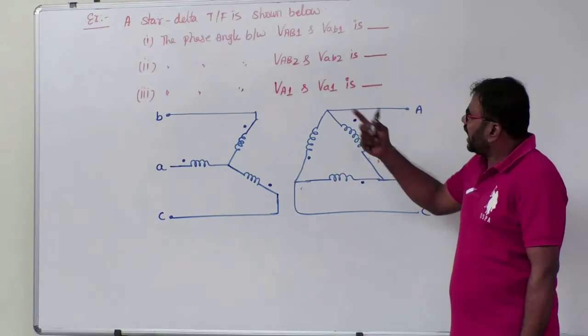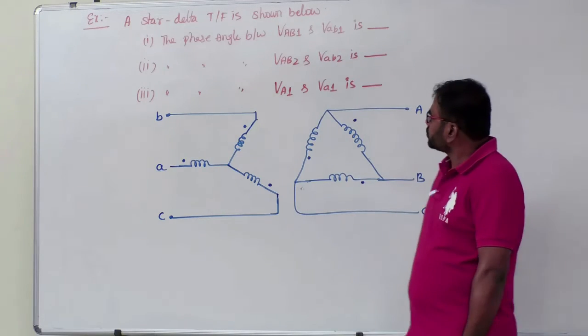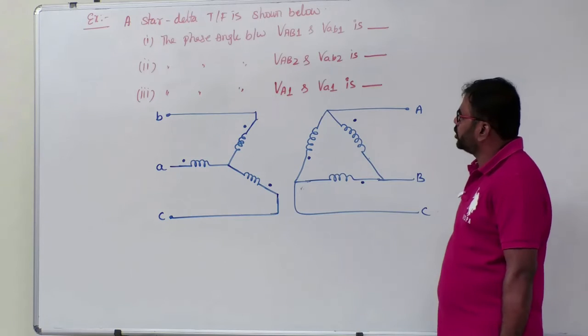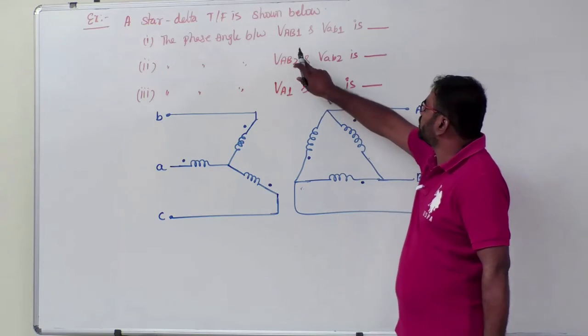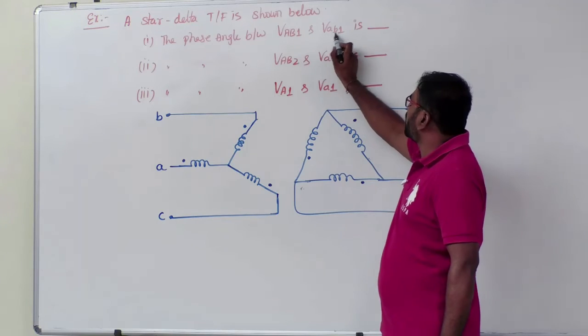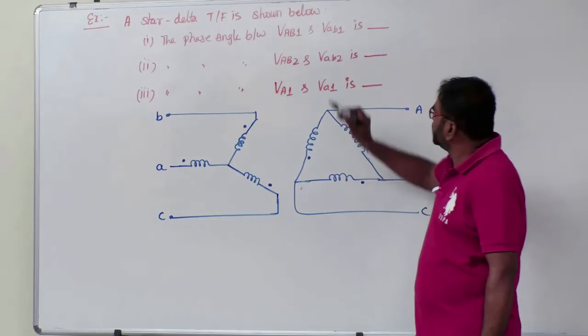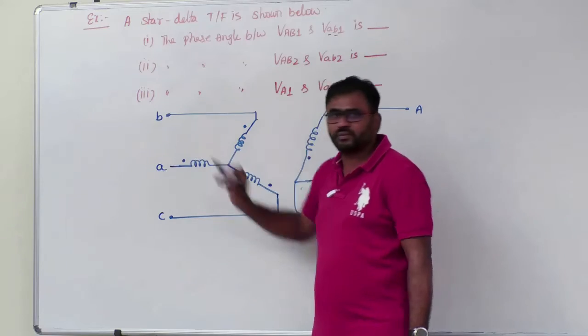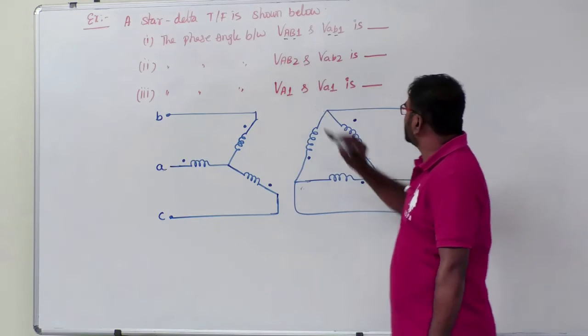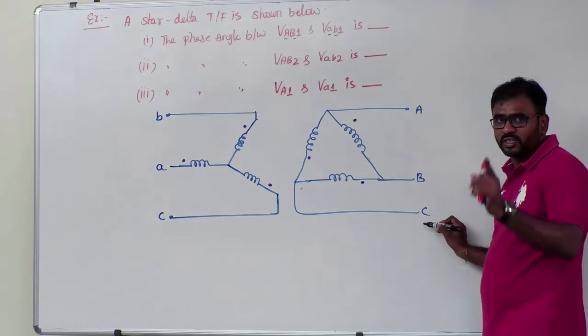Let us solve another important model. A star delta transformer is shown below. The phase angle between capital VAB1 and small VAB1 is asked. See, the small letters indicate the primary. Capital letters indicate the secondary. That is the first observation.